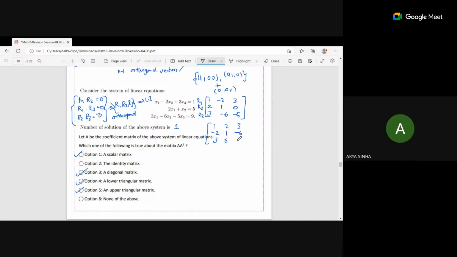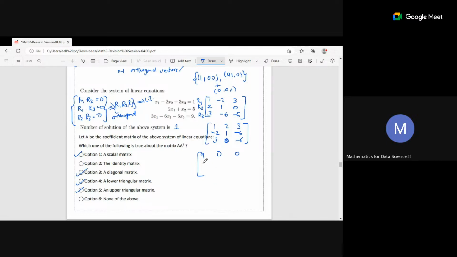So it is not a scalar matrix, maybe. Why is it not a scalar matrix? See what is happening here. So 1 into minus 2. When you do this multiplication, what happens here? R1 dot R1. What is R1 dot R1? 1 plus 4 plus 9. And then R1 dot R2 is 0 and R1 dot R3 is 0.